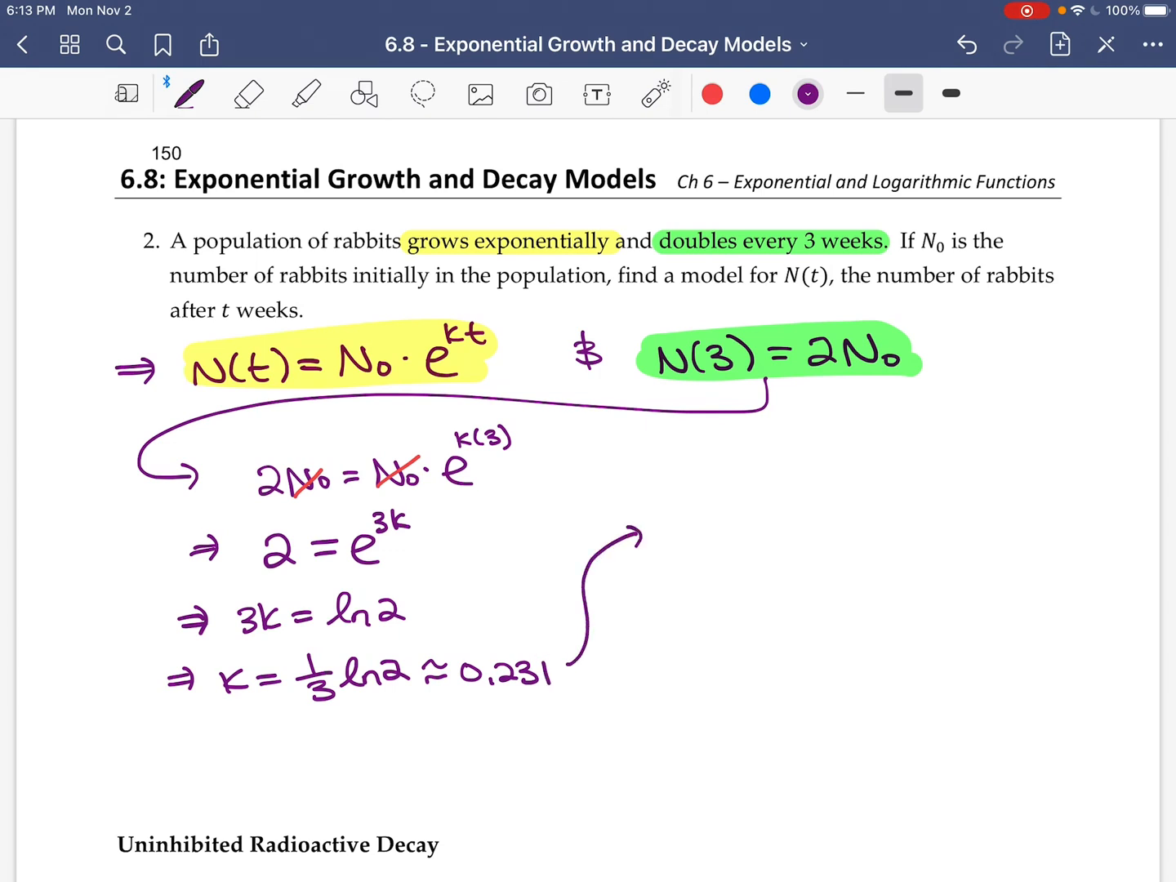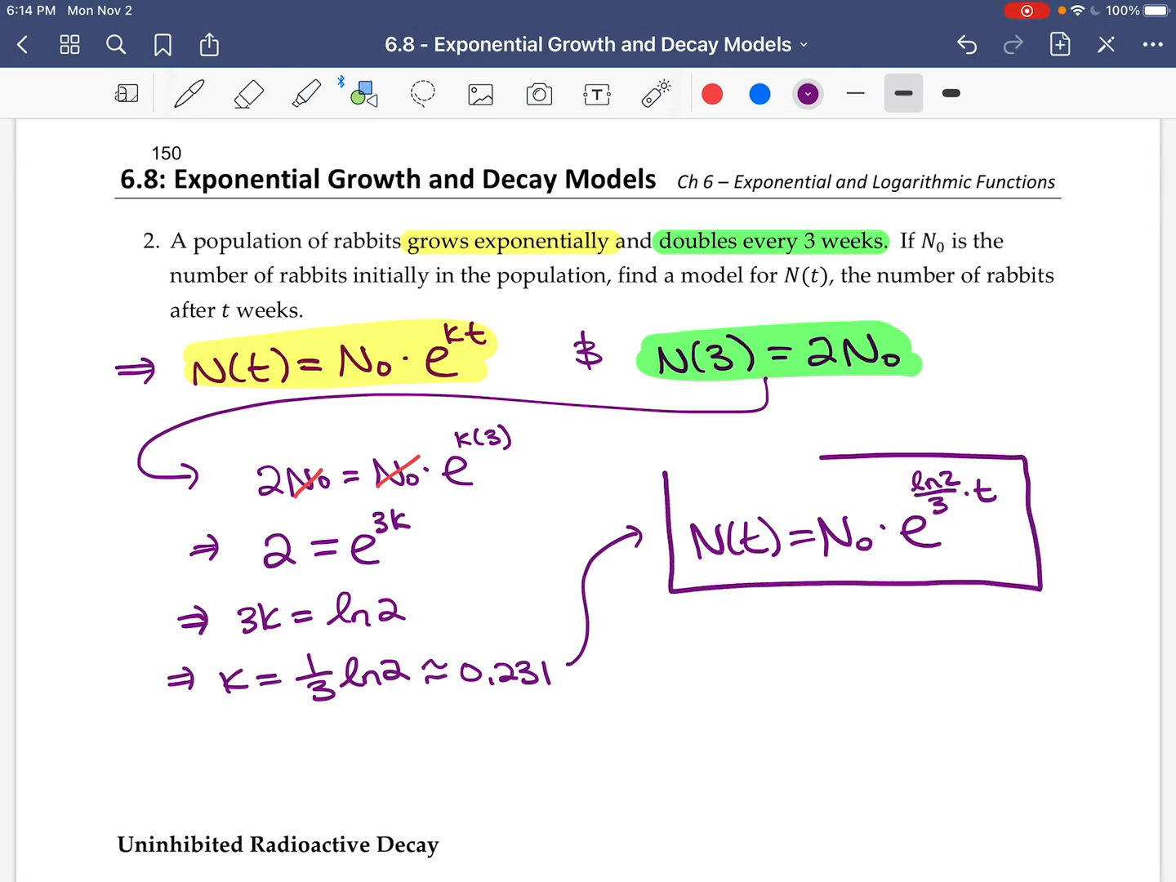Okay, so putting that in, and we don't know the initial population, so our formula is going to depend on n0. So now we know that n of t is n0 times e to the ln 2 over 3 times t. I'm not going to use that rounded value. I'm going to use the exact value for k. But that's what our formula would look like. So then if we know n0 and we know how many weeks we want the population, we could just plug in those values.